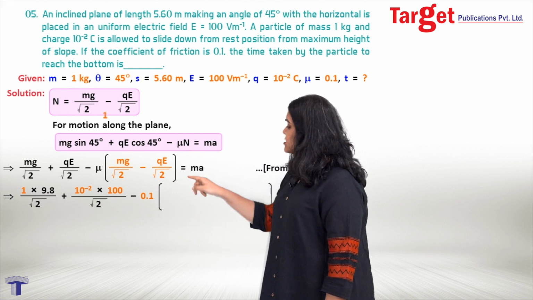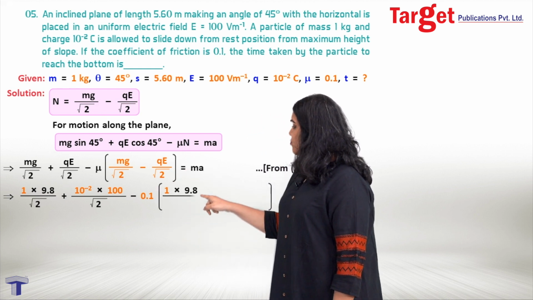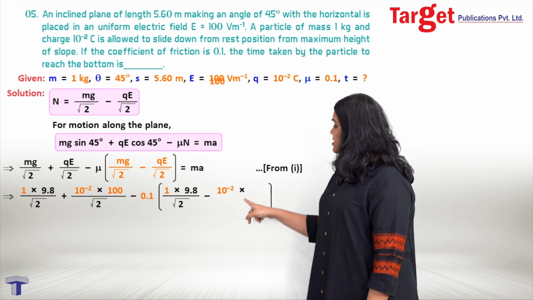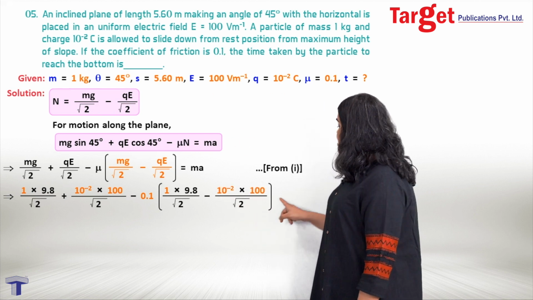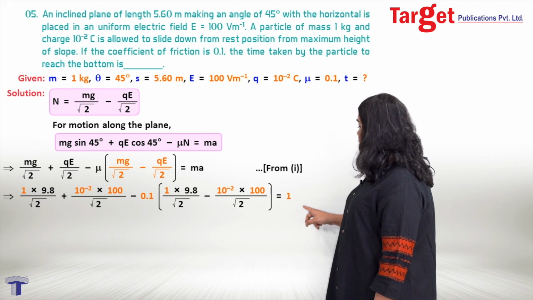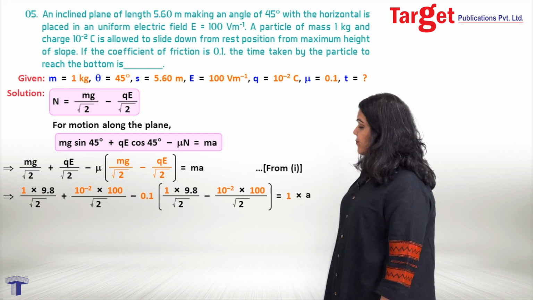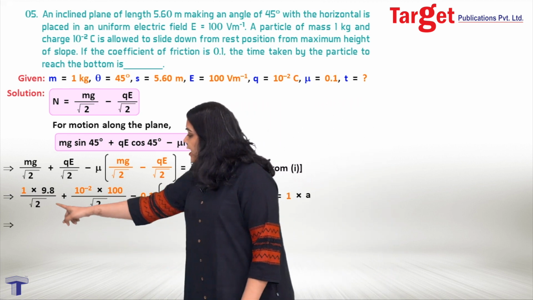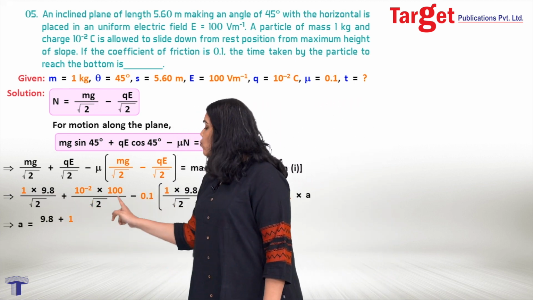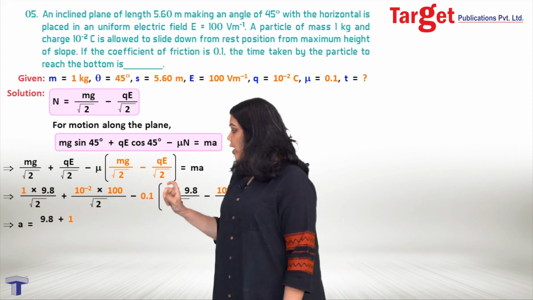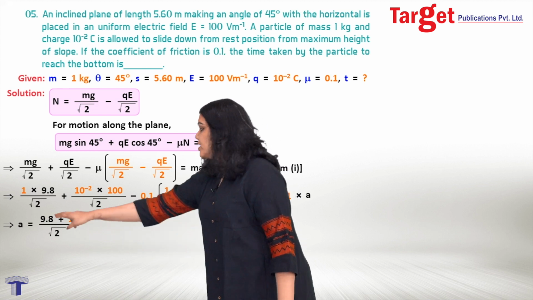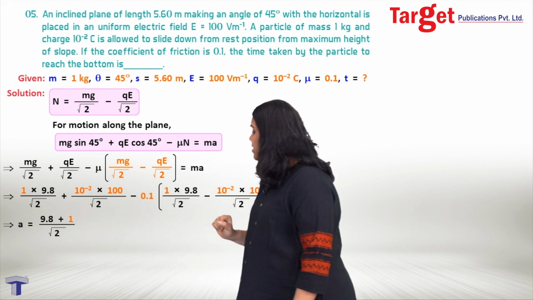Into the bracket, m is again 1 kg, g is 9.8, divide by root 2, minus Q again is 10 raised to minus 2, E is 100, divide that by root 2, is equal to ma. m is 1, and a we have to find. Now I'm going to solve this equation. So I have 9.8 by root 2, and 10 raised to minus 2 into 100 is 1, so that's 1 by root 2. So here I get 9.8 plus 1, the whole by root 2. Their denominators were the same, I just clubbed them together.